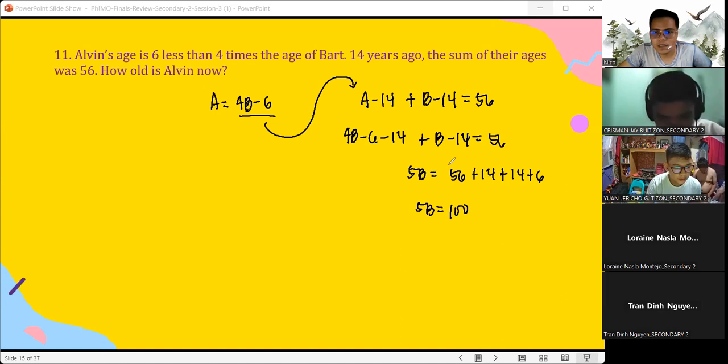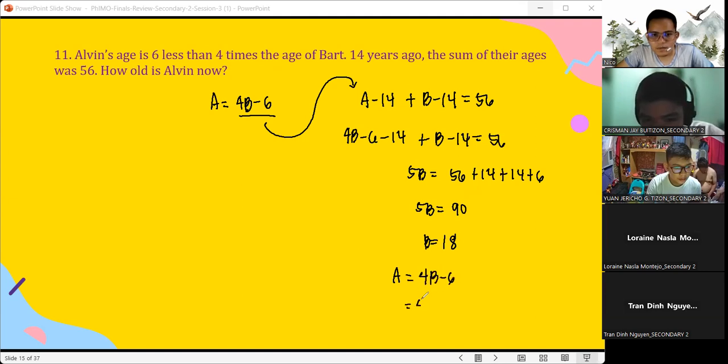Ay, 90 lang pala. 56 plus, oh, correct? So it's 56 plus 14 plus 14 plus 6, so only 90. So the value for B here is 18. Question is, how old is Alvin now? Alvin, which is 4B minus 6. So 4 times 18 minus 6. So that is 72 minus 6, so 66. So 66 is the answer.